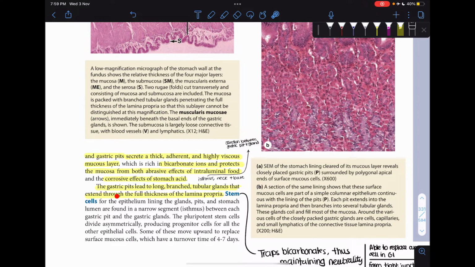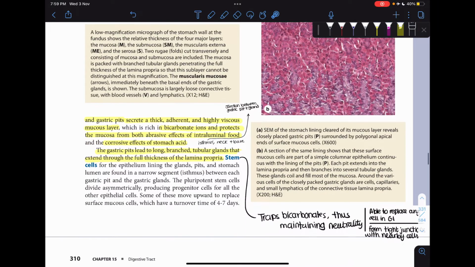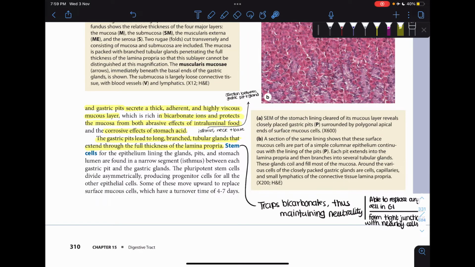So the gastric pits lead to long branched tubular glands that extend through the full thickness of the lamina propria. Because the gastric pits are so long, they are divided into 3 parts: the isthmus, the neck, and the base. The stem cells for the epithelium lining the glands, the pits, and the stomach lumen are found in a narrow segment, the isthmus, between each gastric pit and the gastric glands.